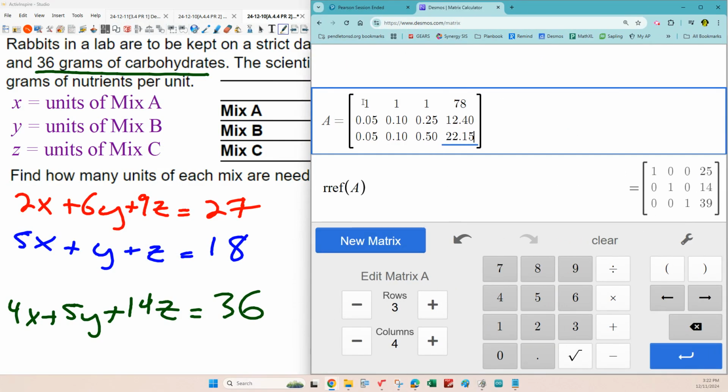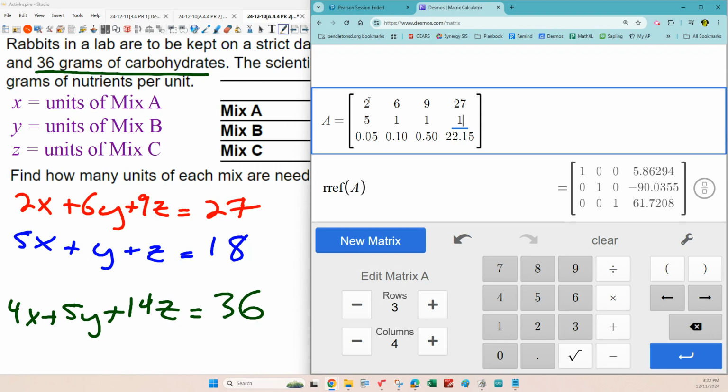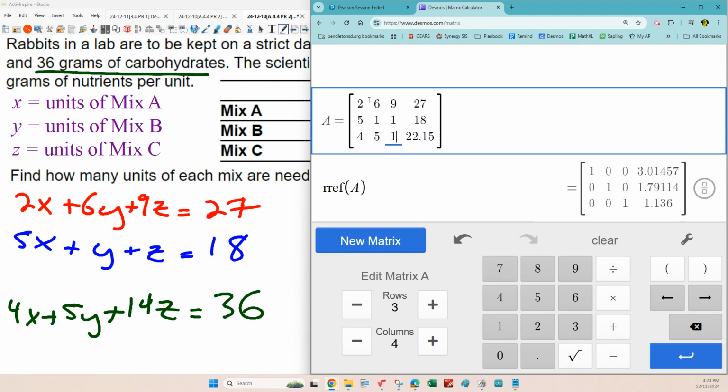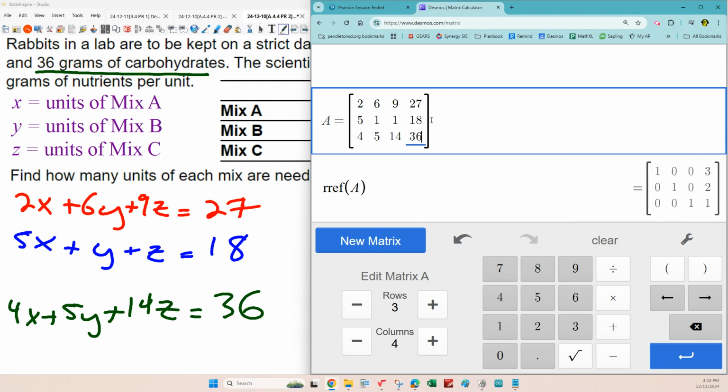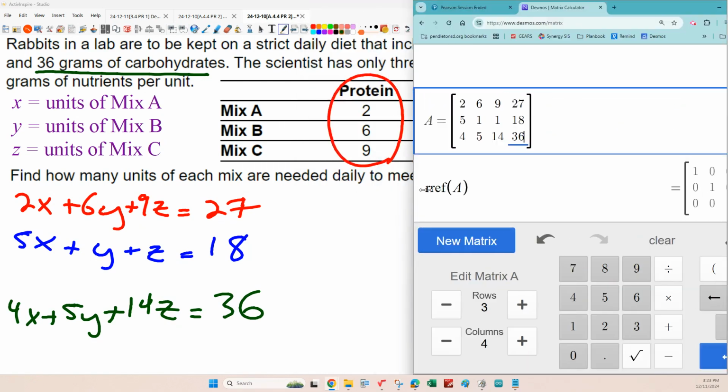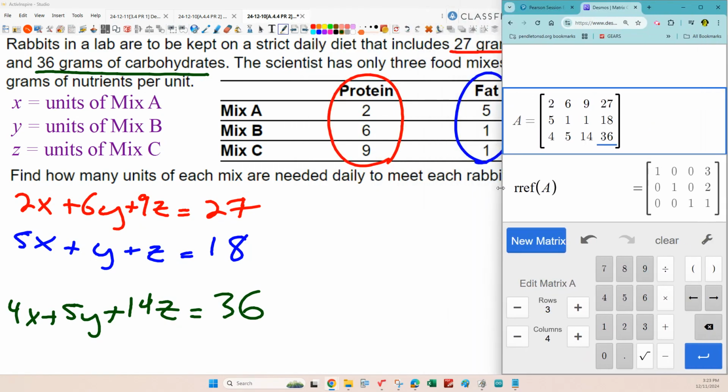Okay, so we got to change matrix A. What should the first row be? 2, 6, 9, 27. Next row. 5, 1, 1, 18. Next row. 4, 5, 14, 36. Is there a way to do it? It looks like there is. Yeah. 3, 2, 1.